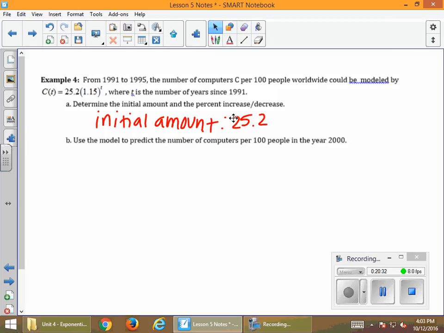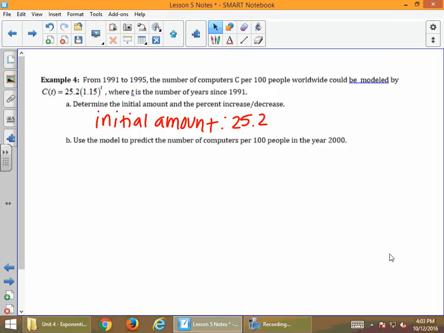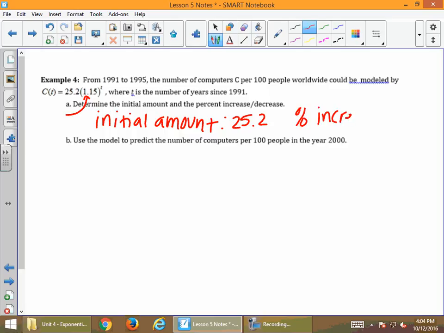And then the percent increase or decrease. We'll look inside your parentheses. Ask yourself, is that bigger than 1 or smaller than 1? Bigger than 1. So we know it's a percent increase. And how much did we increase by? And that would be 15%.